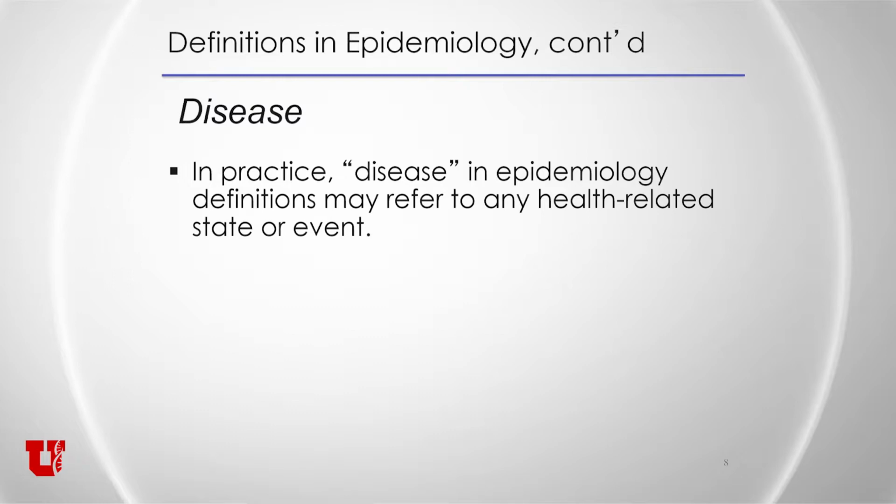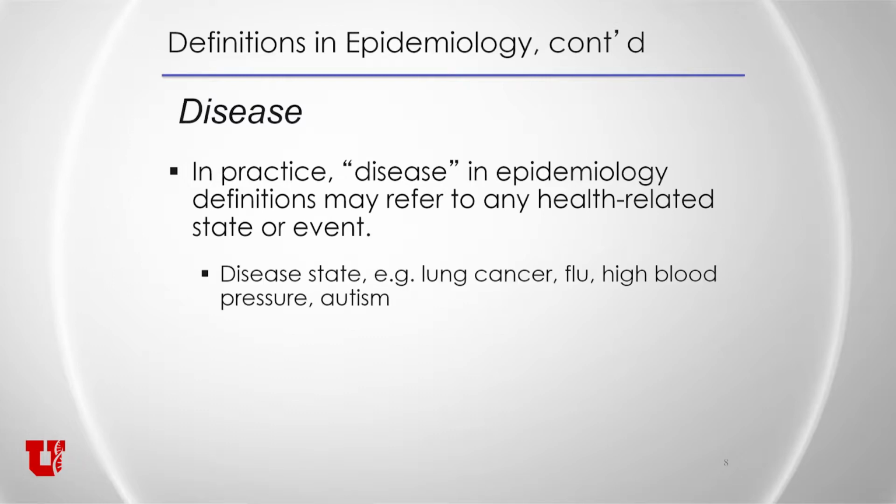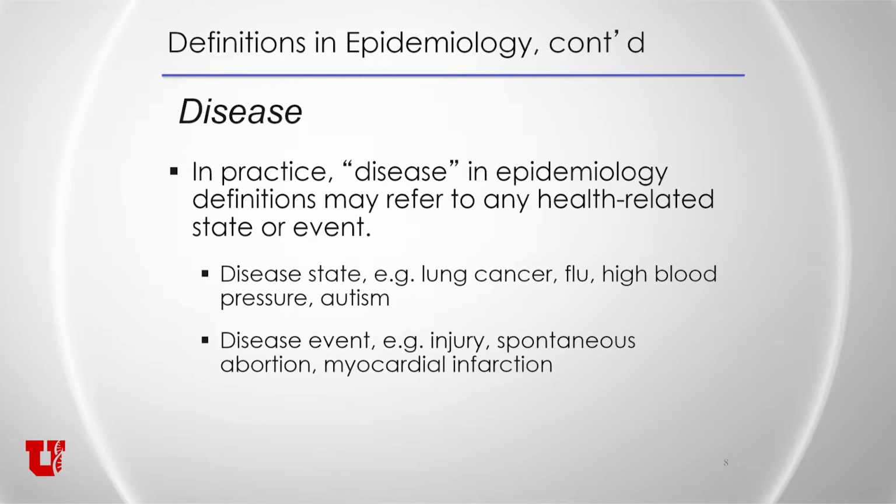Or in other words, you can do an epidemiology study of disease itself: lung cancer, flu, high blood pressure, autism. And we might think about disease as either states, so that first group, you can have lung cancer, you can have flu, you can have high blood pressure. Over a period of time, that disease state is present in that individual. There might also be disease events, which are things that would occur with a really specific time associated with them. So disease events might be injuries, spontaneous abortion, myocardial infarction.